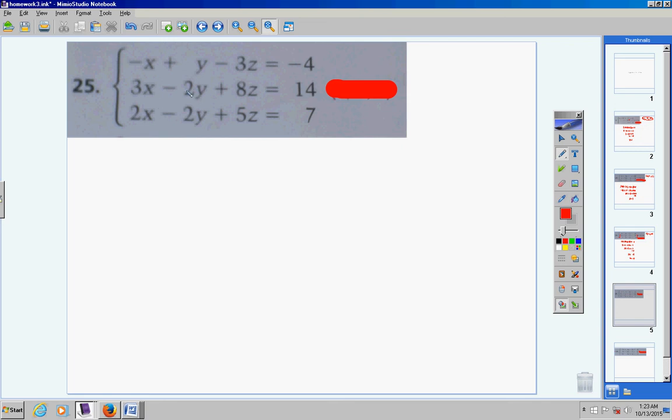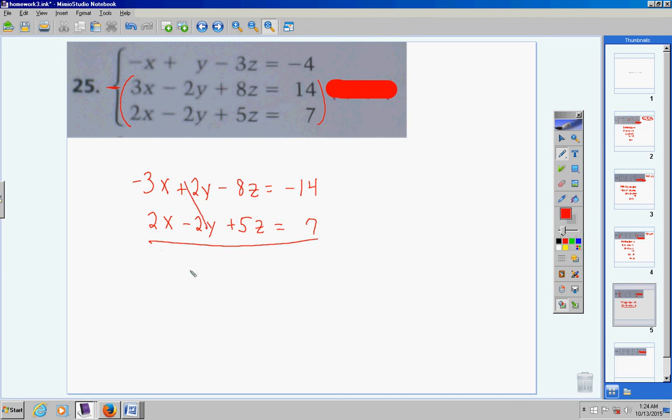So, first of all, I see a -2 and a -2. So I'm going to take these bottom two equations, and I'm going to change all of the signs in this middle equation. So my 3x becomes negative. My -2y becomes positive. My +8 becomes negative. And my 14 becomes negative. My bottom equation stays the same, so 2x, -2y, +5z equals 7. And here we go. These will cancel, leaving us with -x, -3z equals -7. Alright? So there we go.